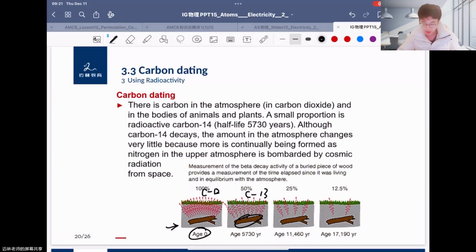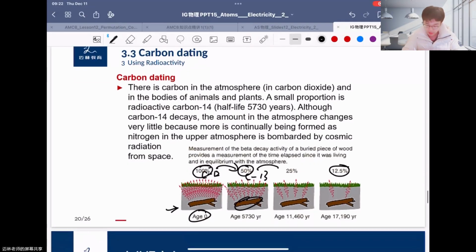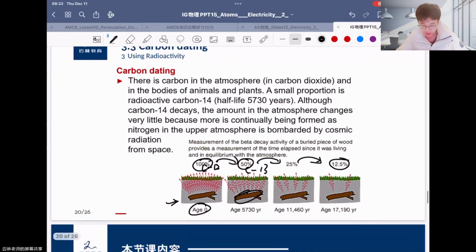Okay, so maybe the first time is 100% carbon, and maybe after 5,730 years, we said it's the half-life of carbon, right? So you can find there's only 50% carbon left. Okay, so if your detector detects only 12.5% of carbon inside, you can guess that it has passed through three periods, or three half-lives. So each half-life is about 5,000 years, and using three times 5,000, okay, this way you can find the age of the bodies in the museum.